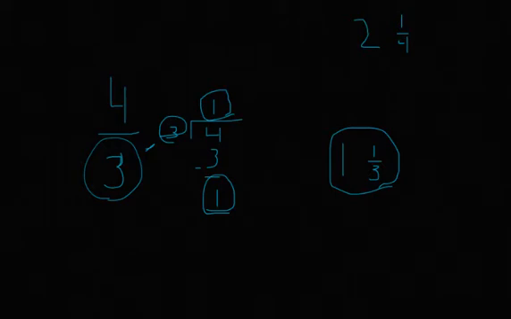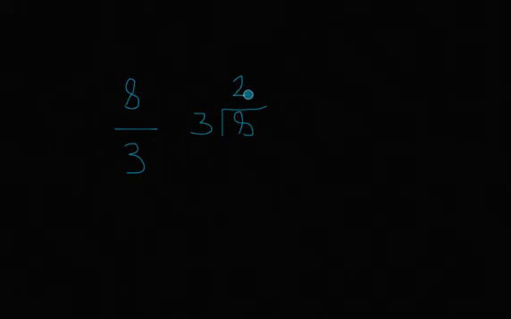Let's do another one. Let's do 8 over 3. So from here we know what to do. Put the bigger number in the box and the smaller number outside. How much does 3 go into 8? It goes into 8 twice. So that will equal 6. You take this down, and we have our number, or we finished dividing.